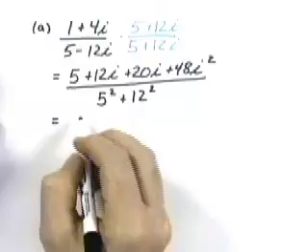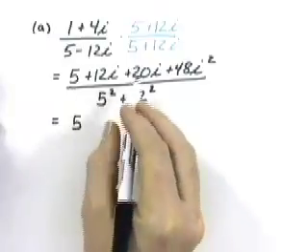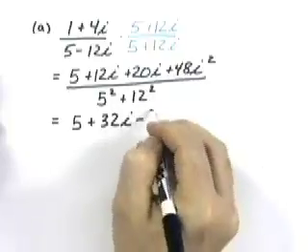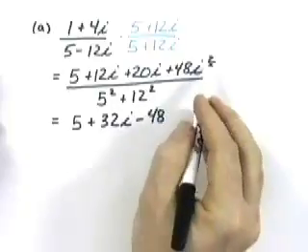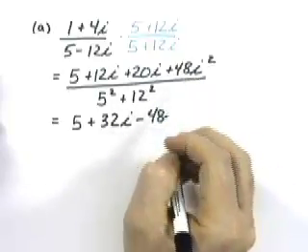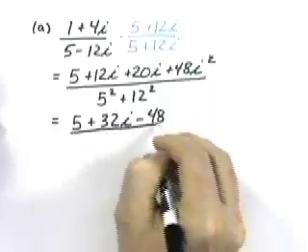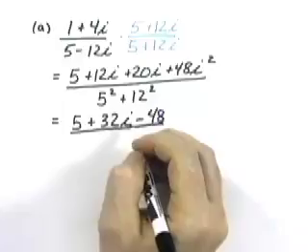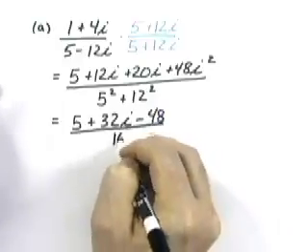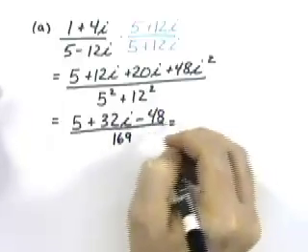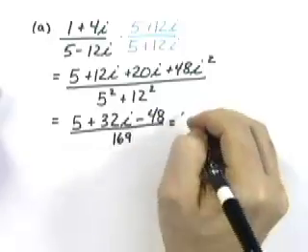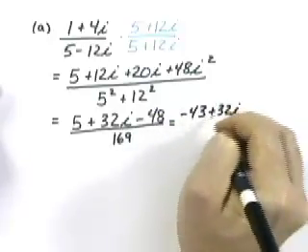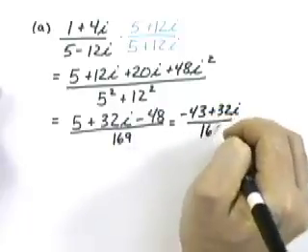In the numerator, I have 5. 12i plus 20i is 32i. And then minus 48, because again, i squared is negative 1, and 48 times negative 1 is negative 48. We divide this result by 25 plus 144, which is 169. 5 minus 48 is negative 43 plus 32i, and this is divided by 169.